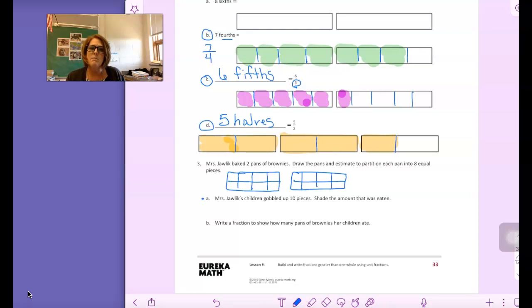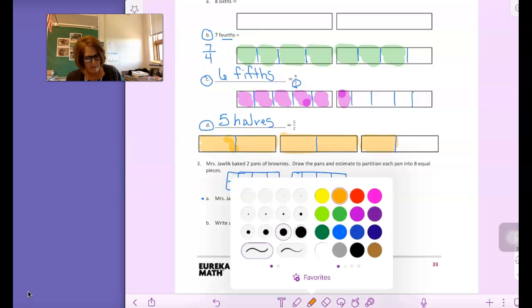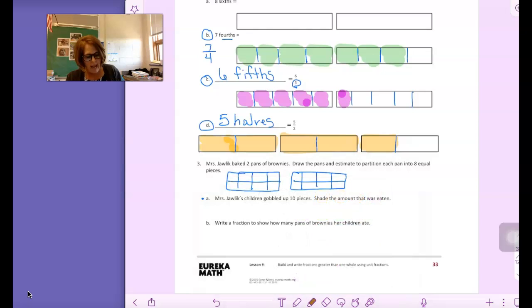Letter A says, Mrs. Jolick's children gobbled up 10 pieces. Shade the amount that was eaten. I'm going to use brown because we're talking about brownies. And it says 10 pieces. So 1, 2, 3, 4, 5, 6, 7, 8, 9, 10. So letter A, there's nothing that we need to write for our answer. Us shading it in is our work.